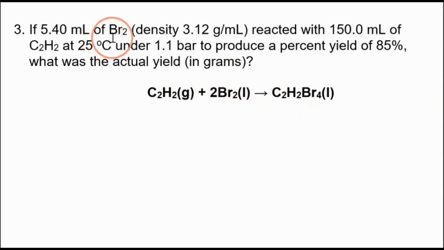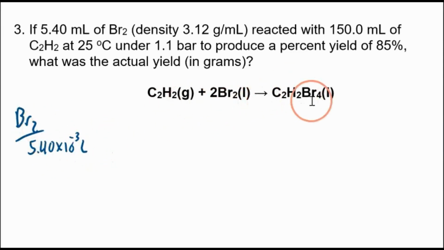So we're going to look at each reactant separately. We'll start off with the bromine, and we're going to look at if all of these 5.40 milliliters reacted fully, how much of this product, this tetrabromoethane, can we make? So we're going to do stoichiometry to go from volume of bromine to grams of this product here. This is stoichiometry, 3 steps. You can check out my 3-step process if you're confused. But I'm going to go through this relatively quick.